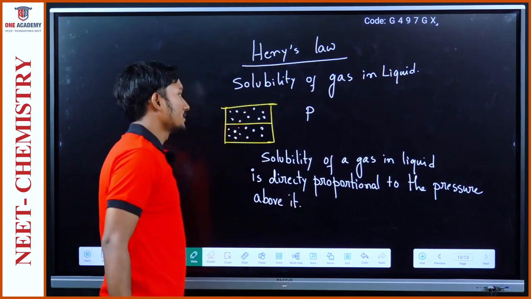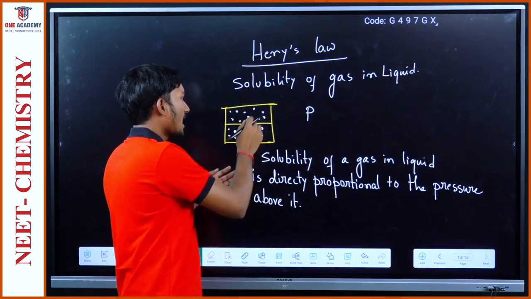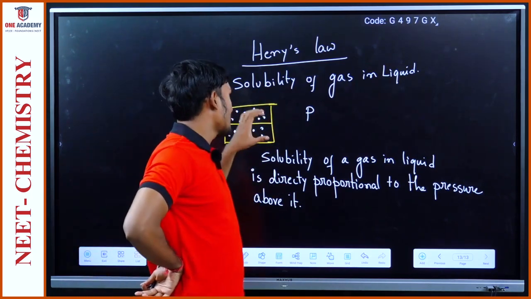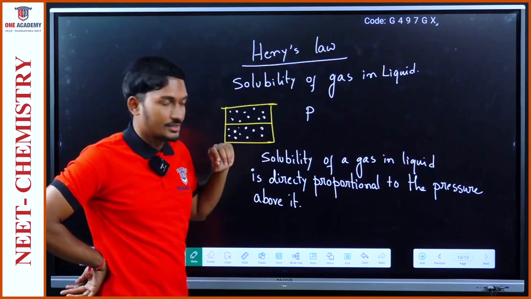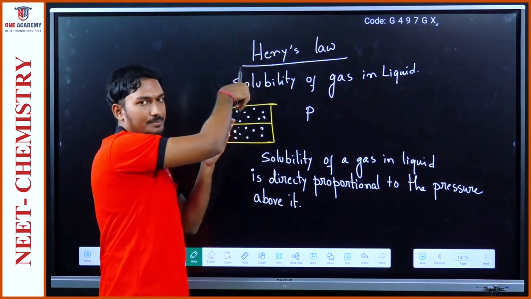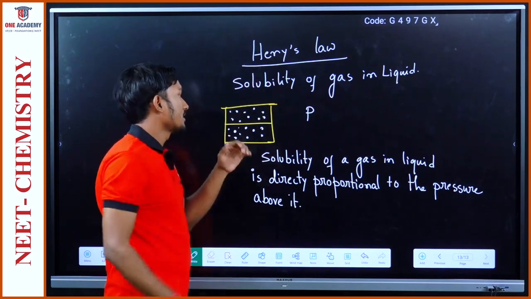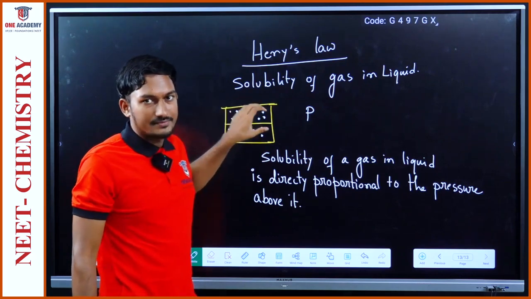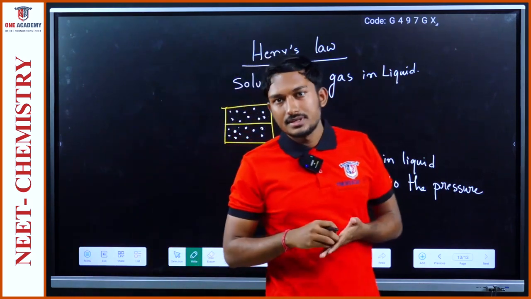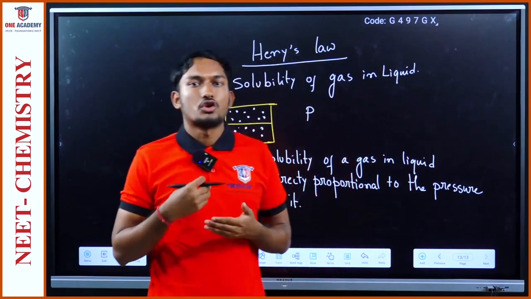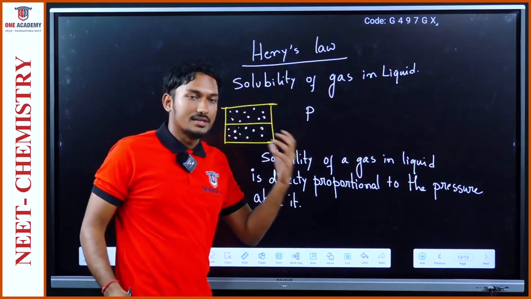That was the law. Suppose I have pressure, let's say 10 atmosphere. Now I have increased the pressure to 20 atmosphere. What will happen? 20 atmosphere means I have compressed the piston. If I have compressed the piston, more gas molecules from the gaseous phase will come into the liquid phase. If they are coming into the liquid phase, then their solubility, my friend, will increase.